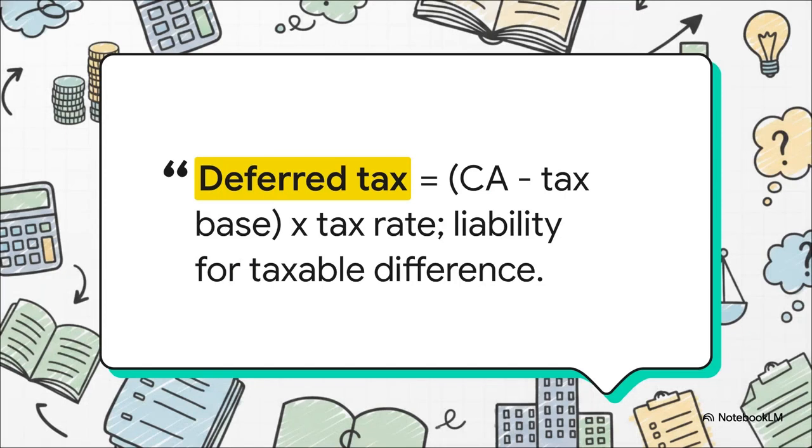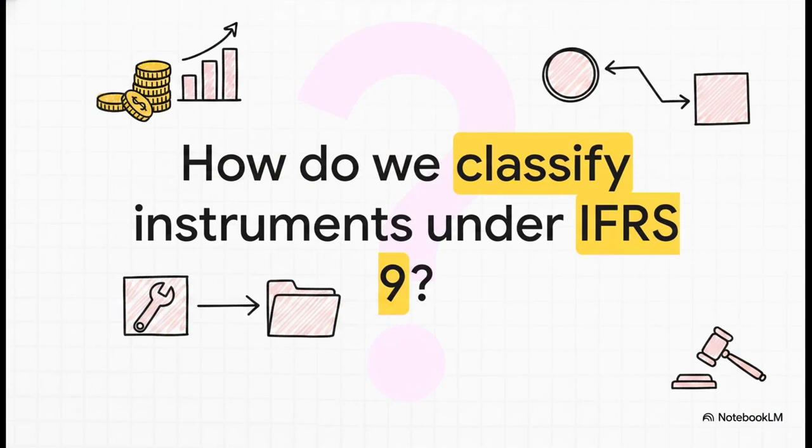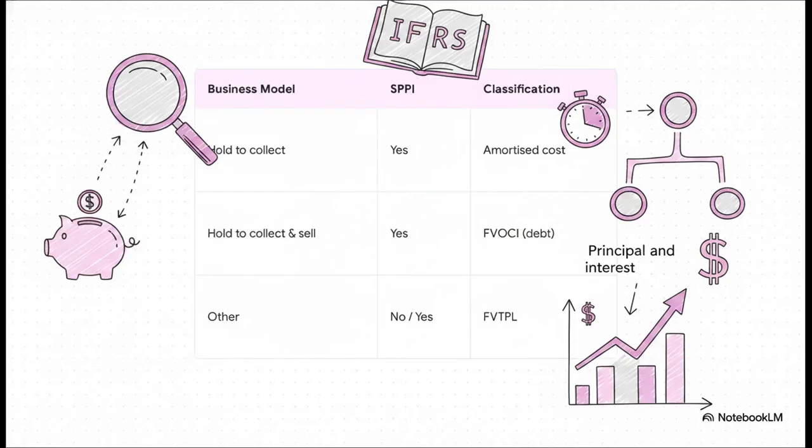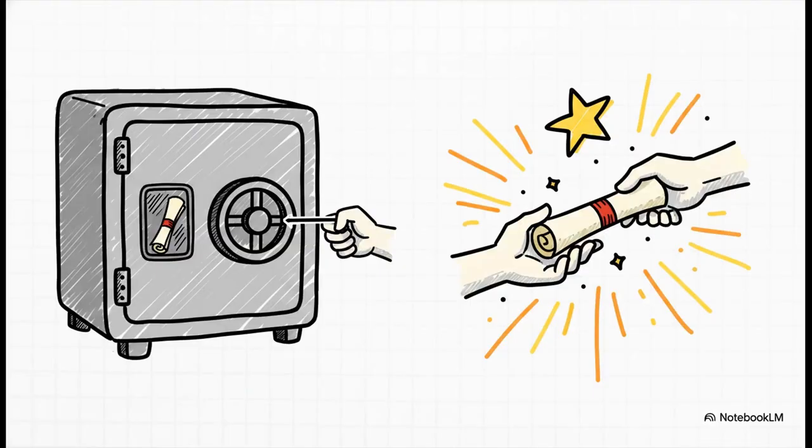That's your absolute golden rule here. Next up, IFRS 9. How do we classify financial assets? It's basically a 2-part test. You've got to look at the business model and see if cash flows are solely principal and interest. Hold to collect means amortized cost. If you're also selling, it's fair value through OCI.